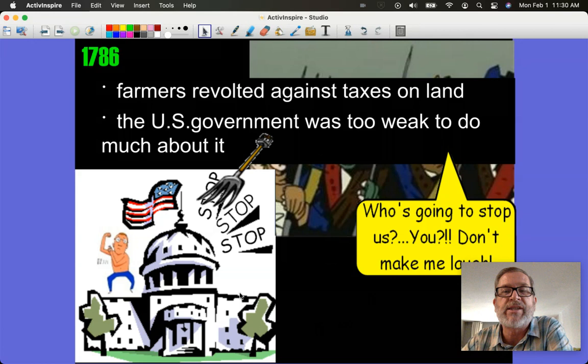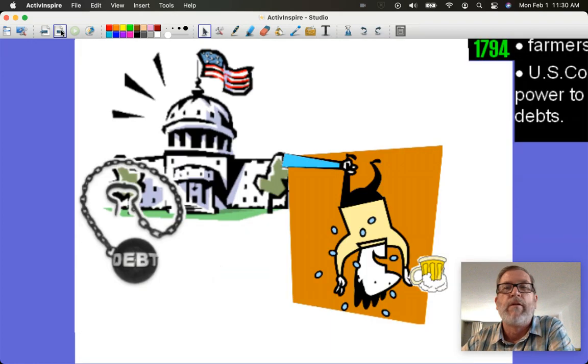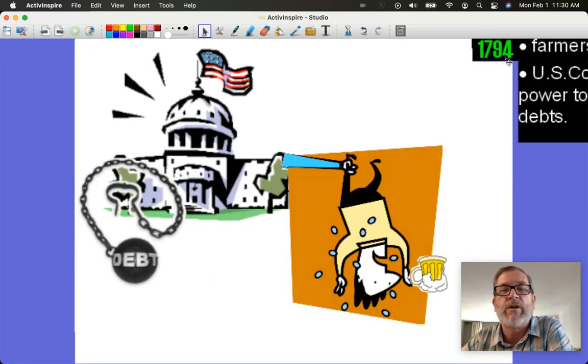So Massachusetts has to step in, the militia steps in, they put the rebellion down, but it sends a very, very loud signal to the new government that the Constitution needs to be strengthened. It needs to be reinforced. A few years later, 1794, here we go. Now George Washington is in office.